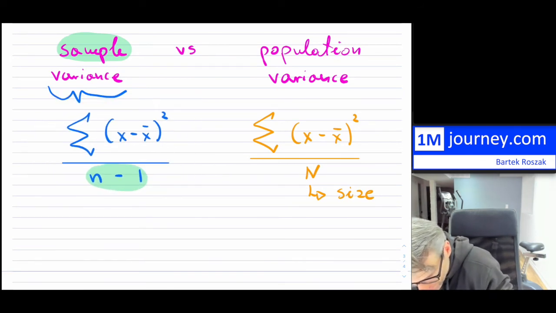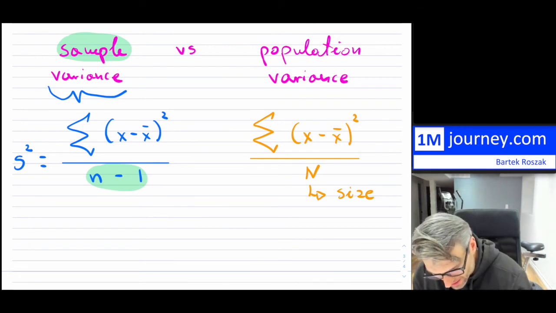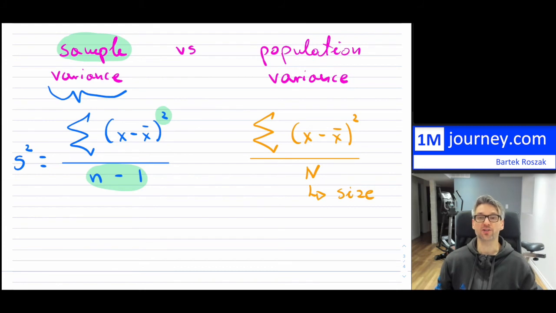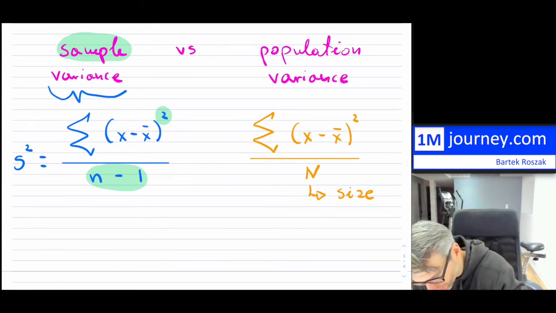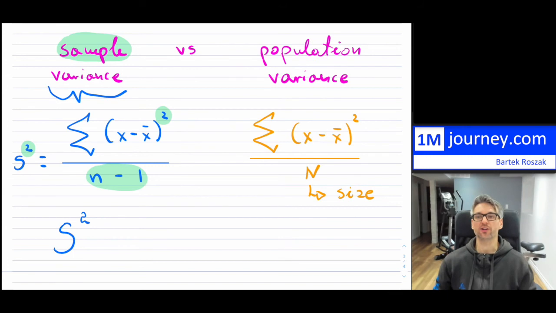So the symbol that they use is S for the sample variance. The squared means that you are actually squaring all your deviations, so that's why they put this symbol. Overall, in most literature, you're going to find that the sample variance is given as S squared, a small s squared.